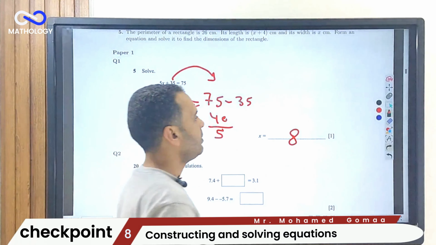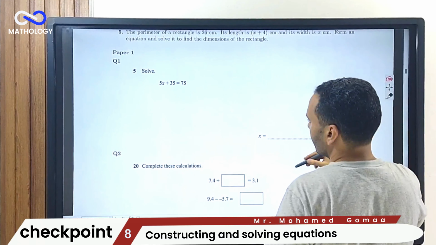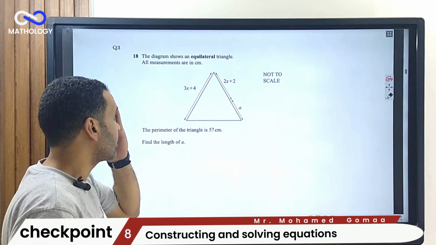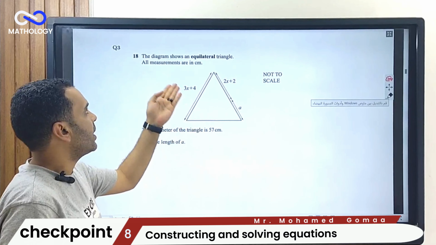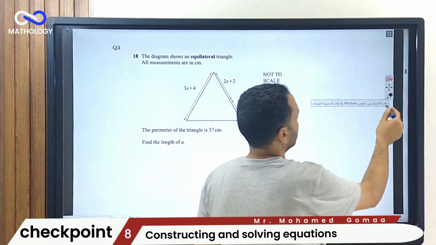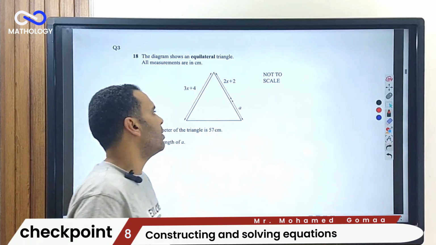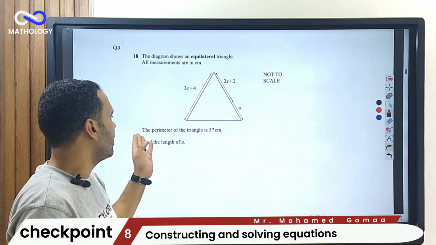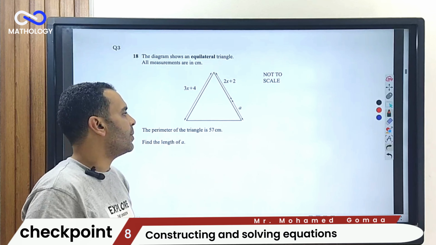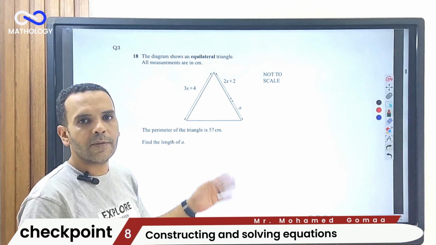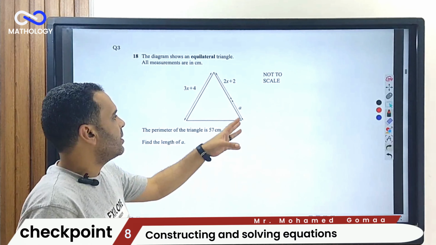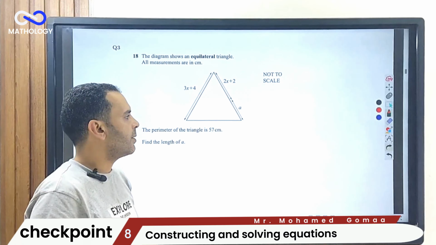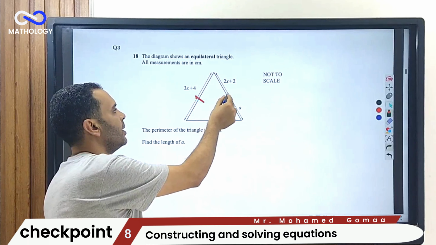Another example. Another one, a shape like this. This shape or this diagram shows an equilateral triangle. Equilateral triangle means all sides are equal in length. Okay, we have an important piece of information that tells us about the perimeter of this triangle. The perimeter of this triangle equals 57. We know that this triangle is an equilateral triangle, so all of its sides are equal in length. This side equals this side equals this side.